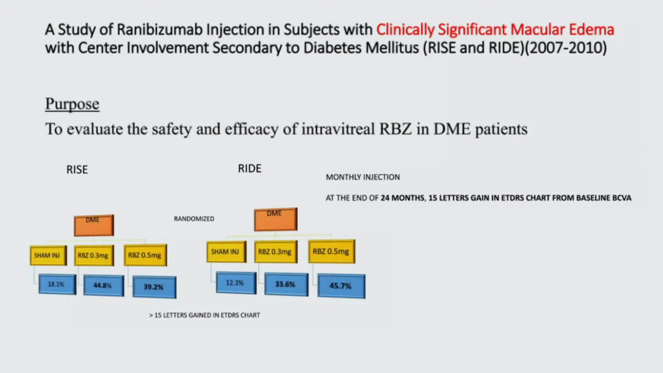The other trial which gave the same results was RISE and RIDE, where now we do not say that laser is the primary modality of treatment. If there is any question of what is the drug of choice for diabetic macular edema, it is ranibizumab without a doubt.